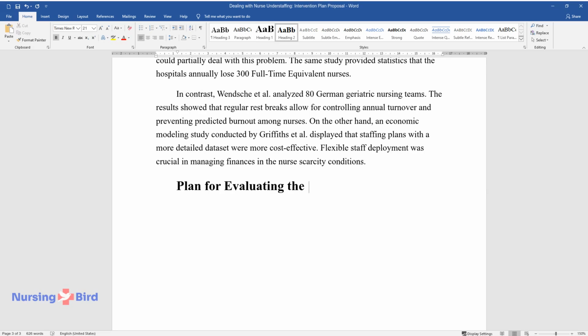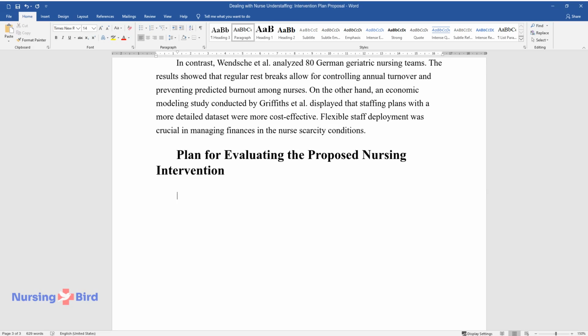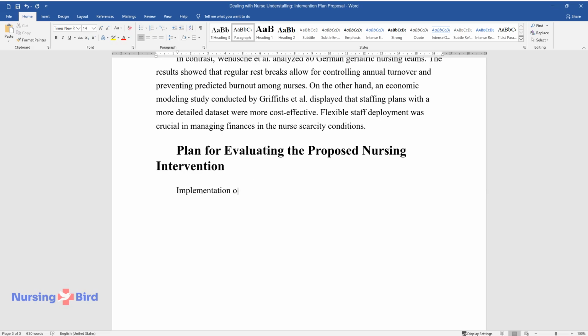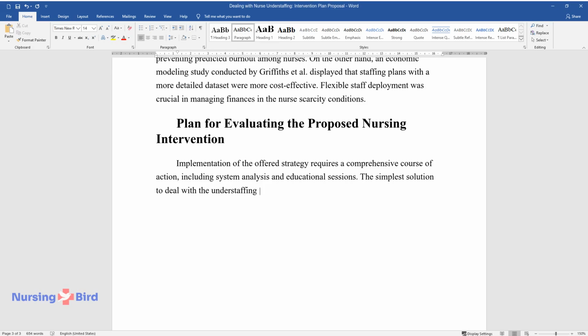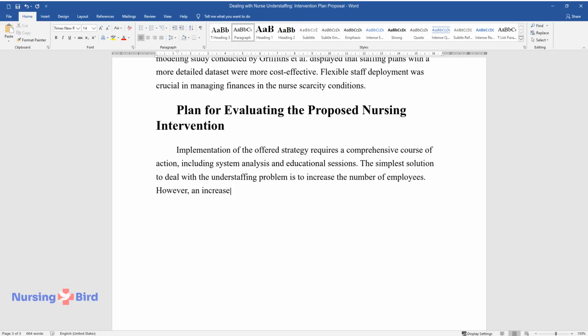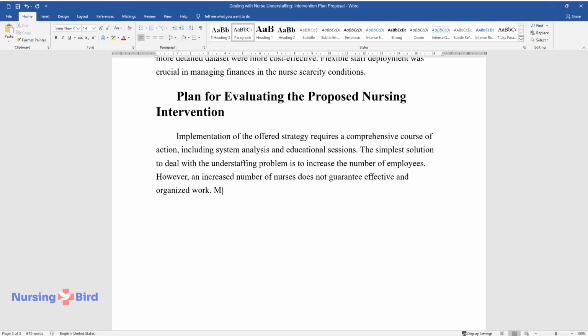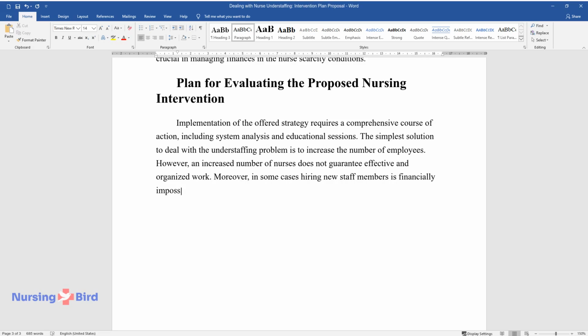Plan for evaluating the proposed nursing intervention. Implementation of the offered strategy requires a comprehensive course of action, including system analysis and educational sessions. The simplest solution to deal with the understaffing problem is to increase the number of employees. However, an increased number of nurses does not guarantee effective and organized work. Moreover, in some cases hiring new staff members is financially impossible.